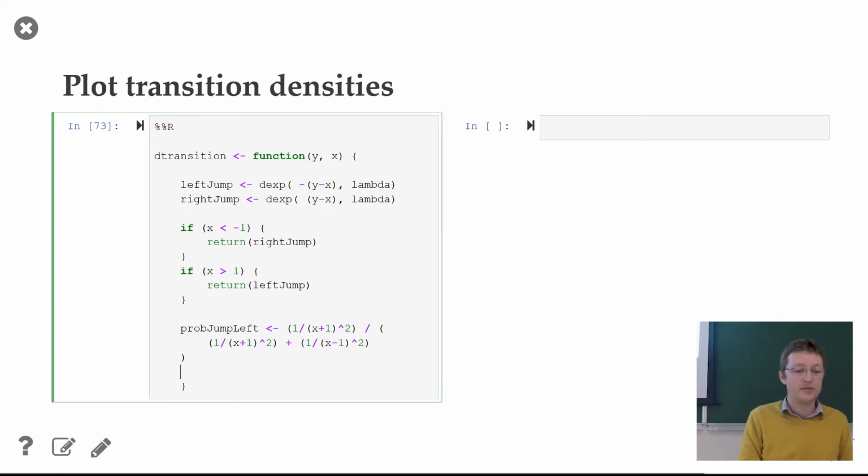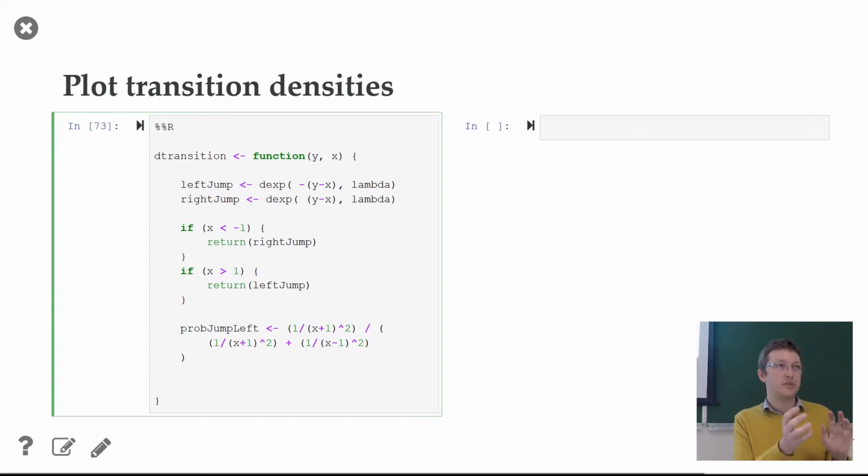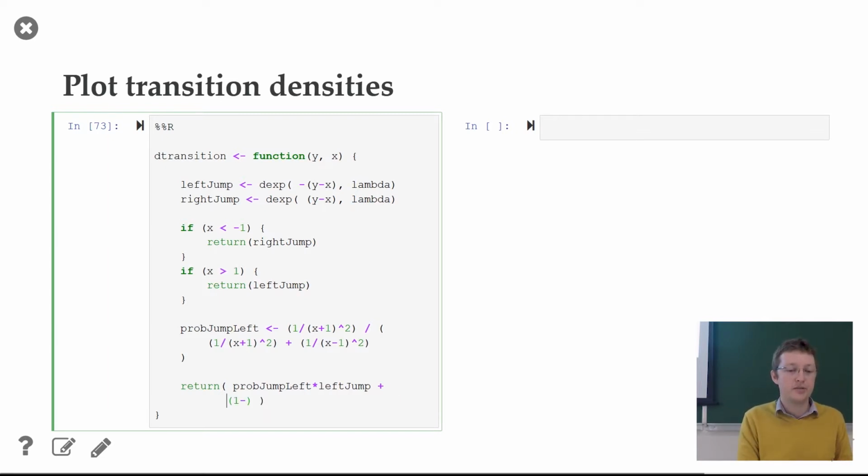So the density of the resulting thing is a mixture distribution. A mixture of two exponentials: you return the probability of jumping left, multiplied by the density of that mixture component, plus the other mixture component, which is the probability of jumping right, otherwise known as 1 minus the probability of jumping left, times that. So let's see if that works by plotting it.